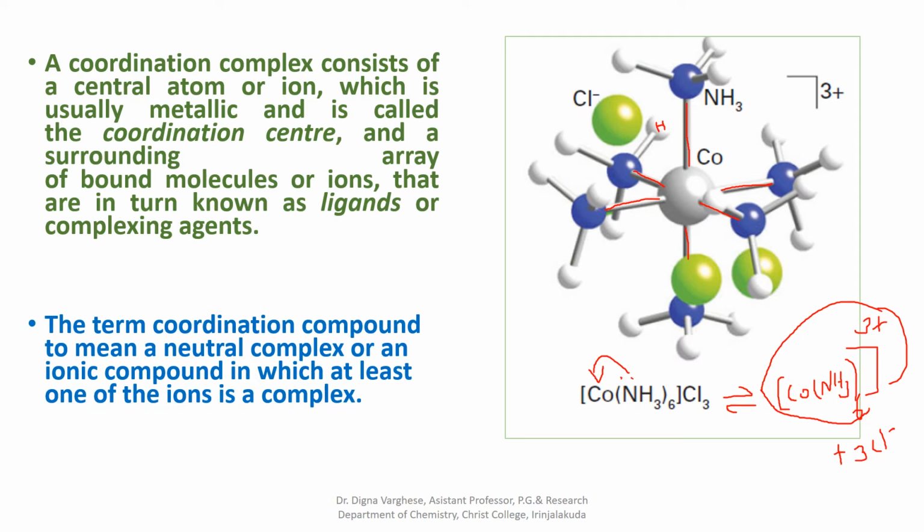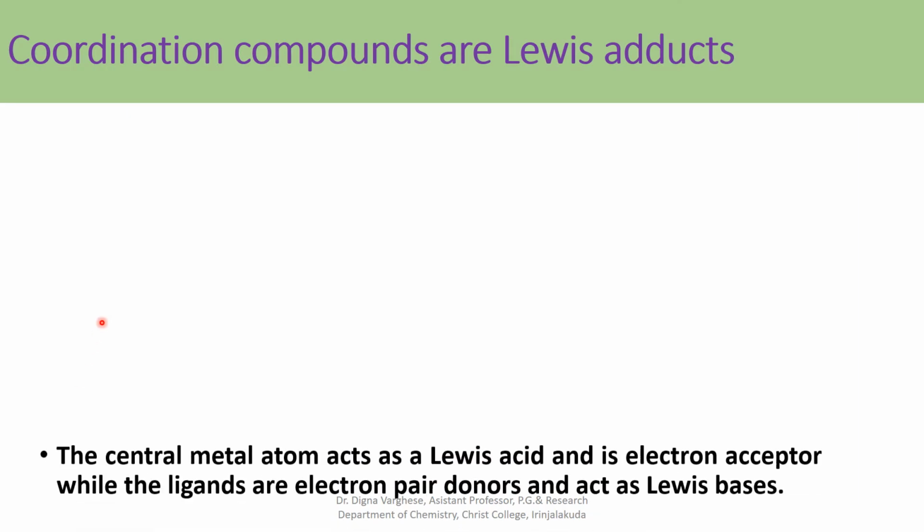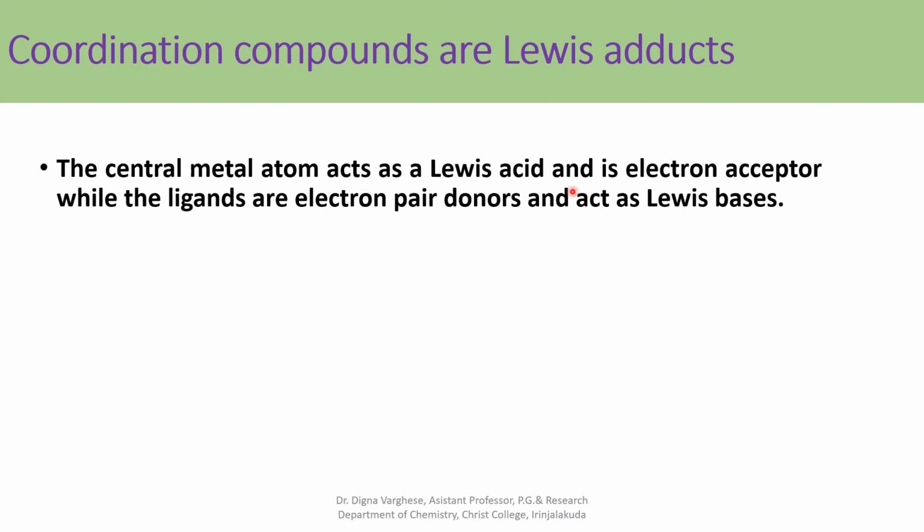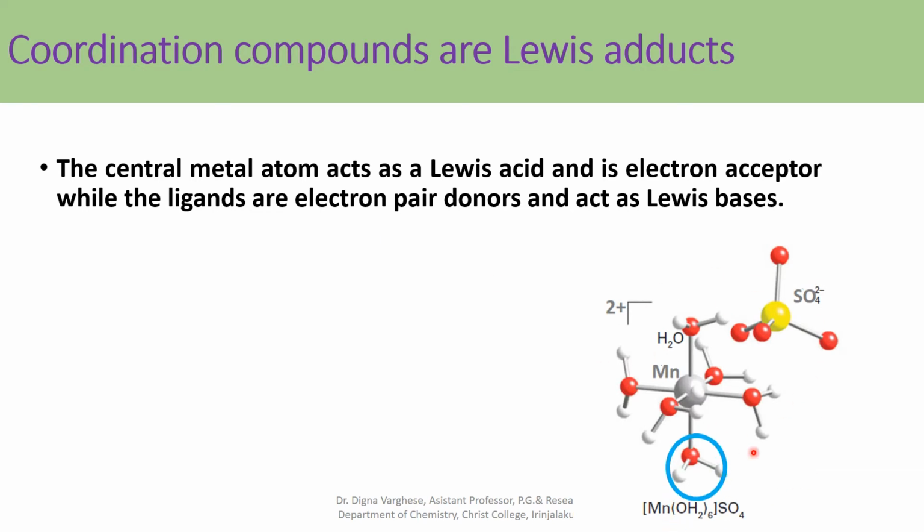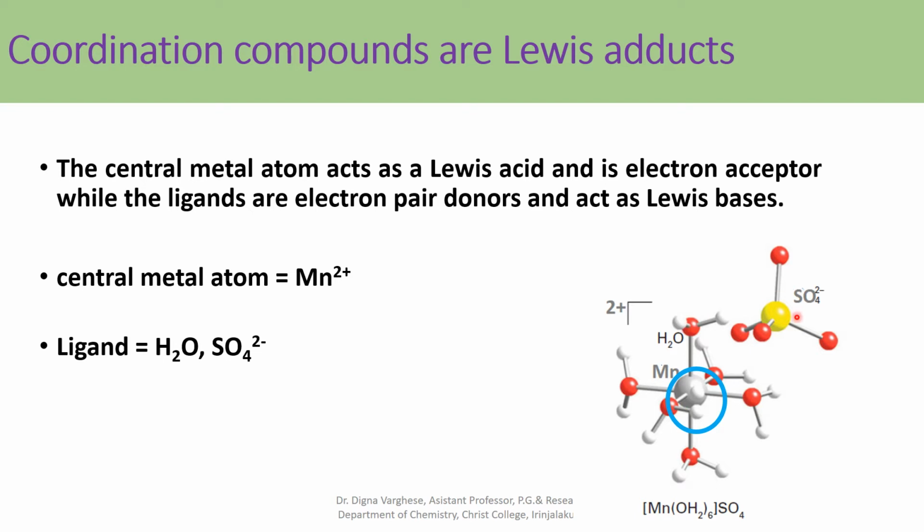The term coordination compound means a neutral complex or an ionic compound in which at least one of the ions is a complex. So this is a complex part, and this is a coordination compound. Coordination compounds are Lewis adducts because the central metal atom acts as a Lewis acid and is an electron acceptor, while the ligands are electron pair donors and act as Lewis bases. Here we can see a manganese complex, where the central metal atom is manganese and the ligands are water and sulfate. Here the coordinating ligand is water molecules, and the sulfate is a lattice ligand in order to neutralize the complex charge. The complex charge is plus 2.